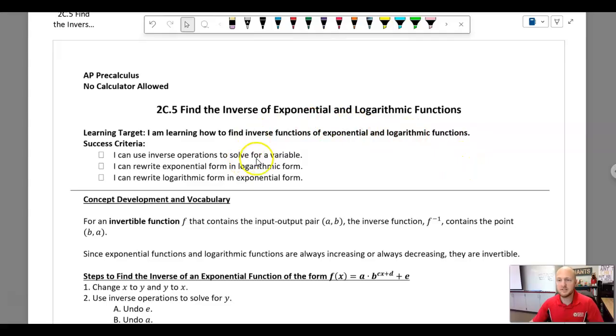And how we do this is we will use the same process as before. We will find the inverse of a function, switch x and y, switch the inputs and output values, and then we'll use inverse operations in order to solve for a variable. Again, this is my dear friend SADMEP. We'll use that to isolate a variable. You have to be able to rewrite an exponential form in logarithmic form or logarithmic form in exponential form.